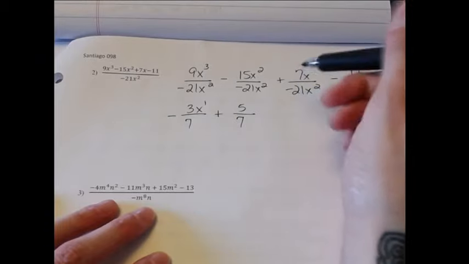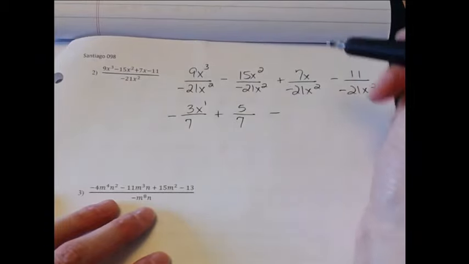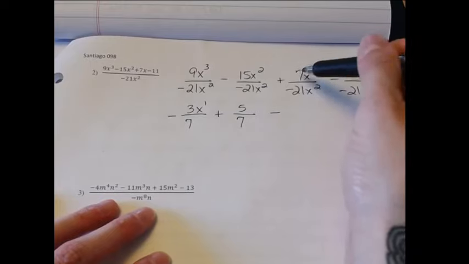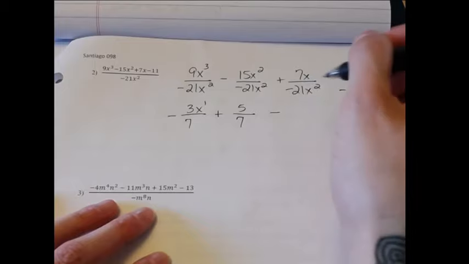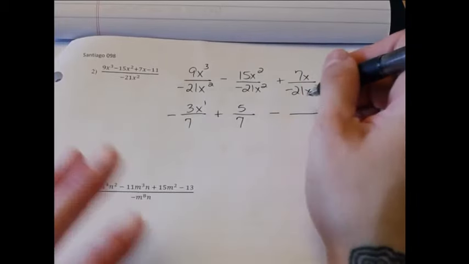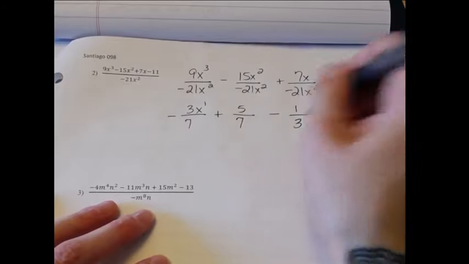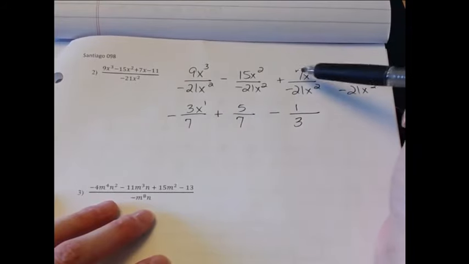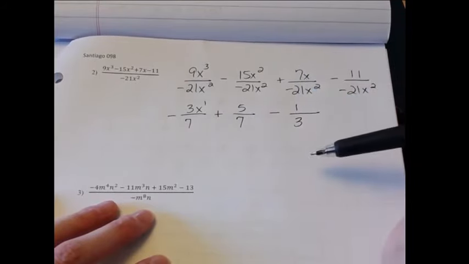Next, positive divided by a negative is a negative. 7 over 21, let's reduce again. 7 goes into itself once, and 7 goes into 21 3 times. So notice, if you want, you could put a 1 here and a 3 in the denominator. 7 into itself once, 7 into 21 3 times.